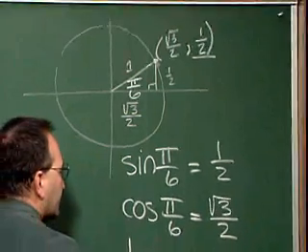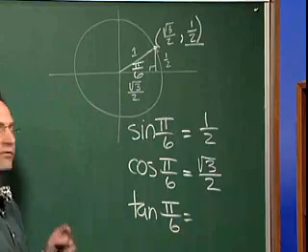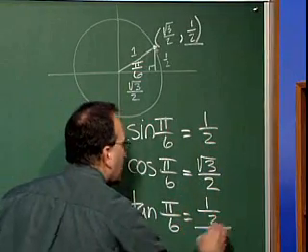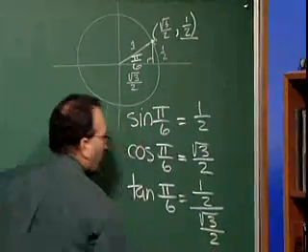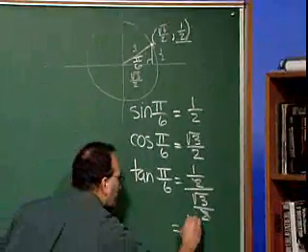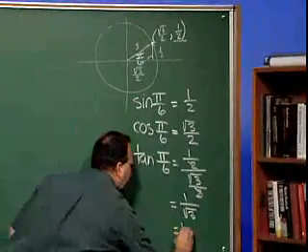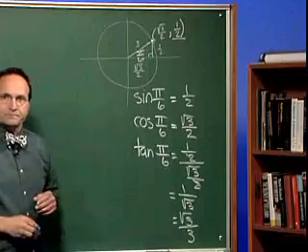The tangent of pi over 6 is equal to y over x. So I take my y value, 1/2, put that over the x value, square root of 3 over 2. The 2's can cancel each other. This is 1 over radical 3, which when we rationalize it becomes the square root of 3 over 3.